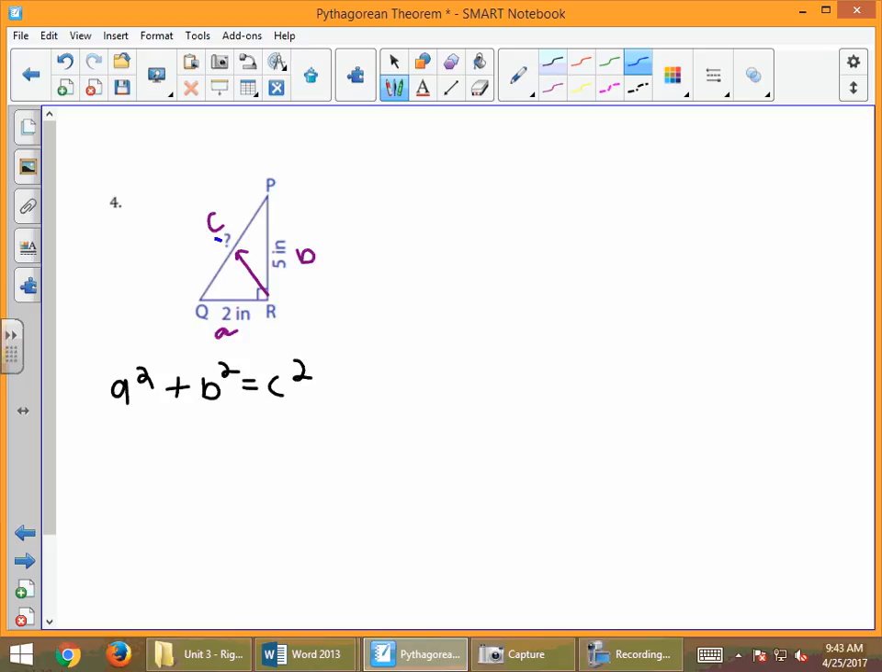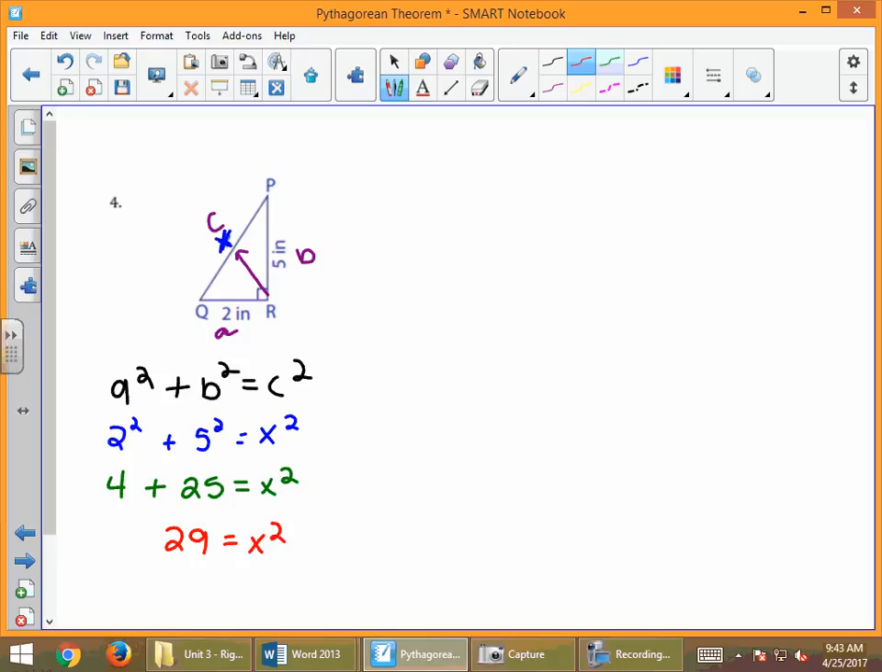So I'm going to put an X over that question mark. That's my missing side. So we have 2 squared, that's 5 squared, that's X squared. Clean it up. 2 squared is 4. 5 squared is 25. And 4 plus 25 is 29.